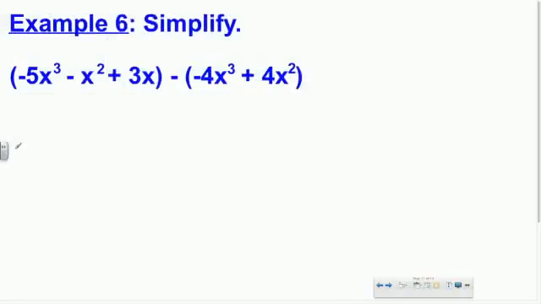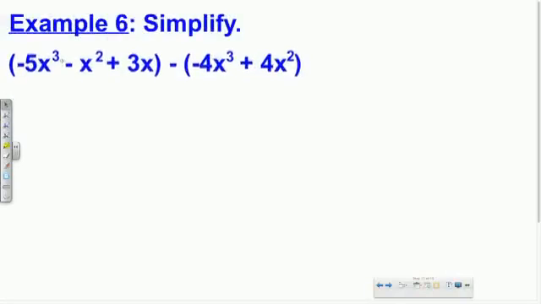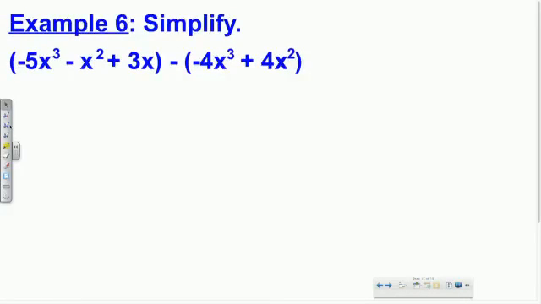All right. I think you got one more in you. Let's try another one before you try them on your own. All right. Negative 5x cubed minus x squared plus 3x minus negative 4x cubed plus 4x squared. All right, so let's bring that up a bit, and let's get to work.